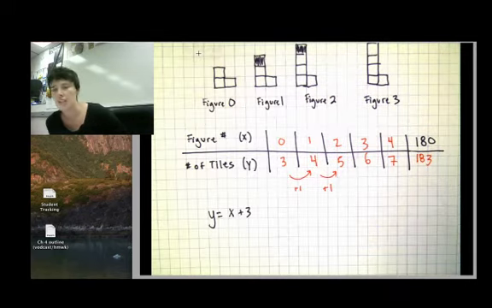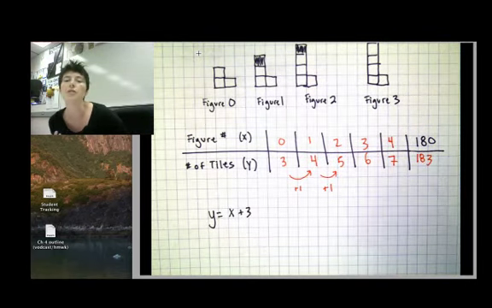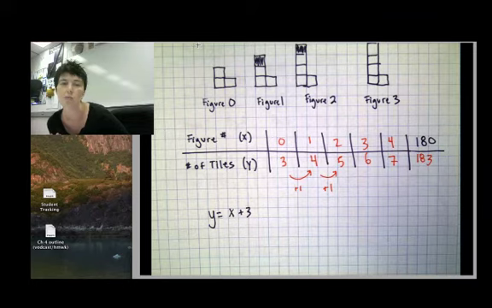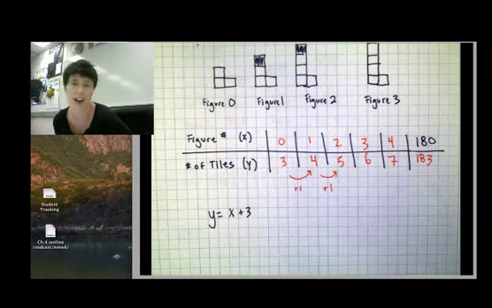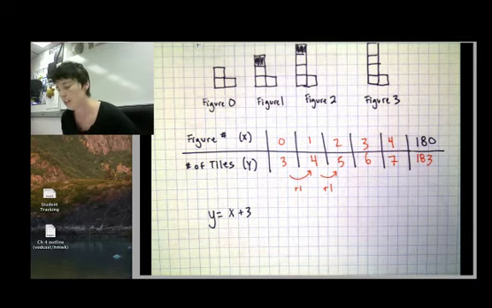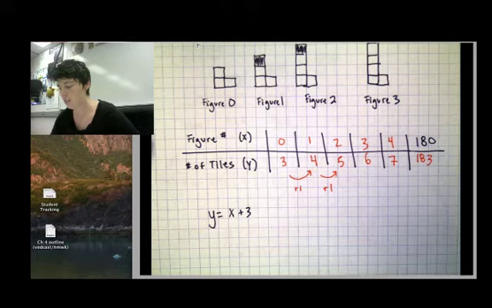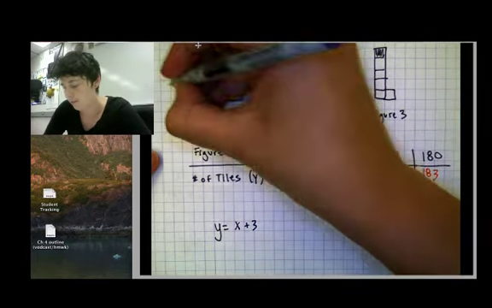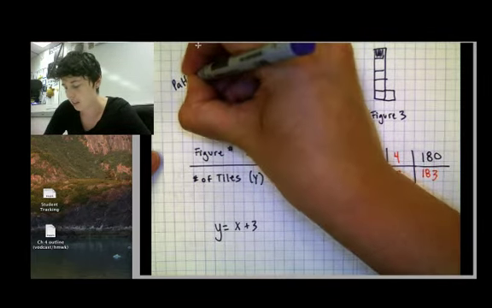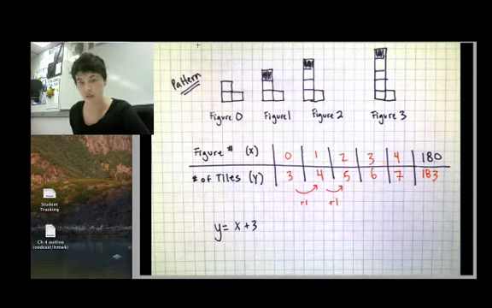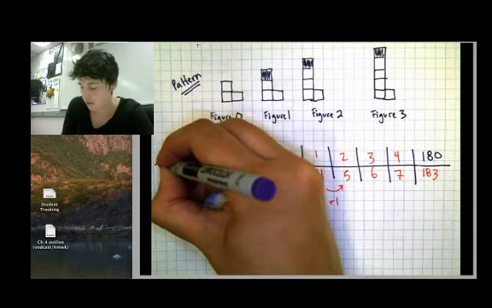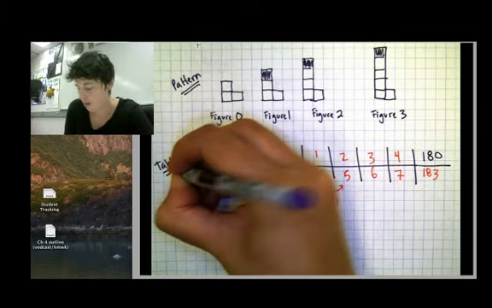Use my rule. Now it's going to be easy. I could ask you, how many tiles does figure number 1075 have? And you would add 3 and say 1078. It'd be that simple. So we got 3 major things here. We've got our pattern. I'm going to label these. We've got our pattern, we've got our table, and we've got our rule.